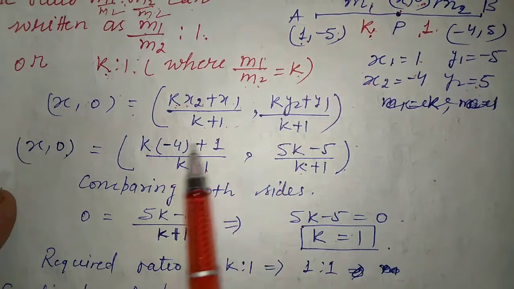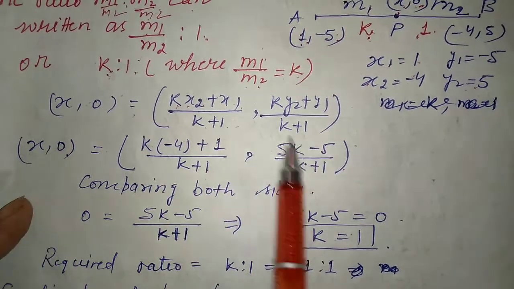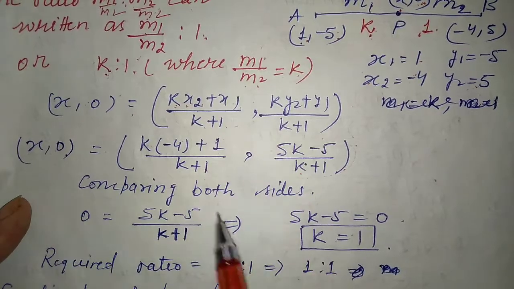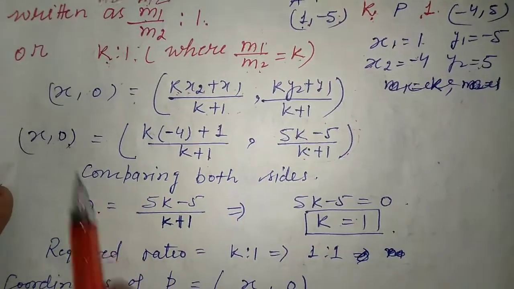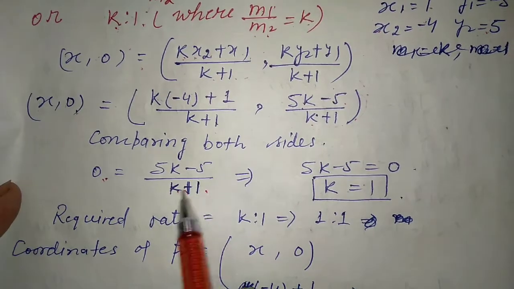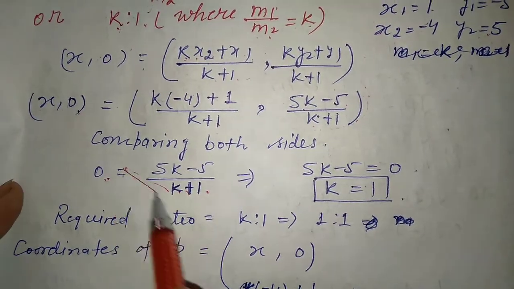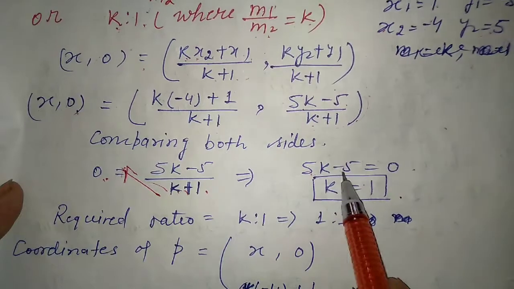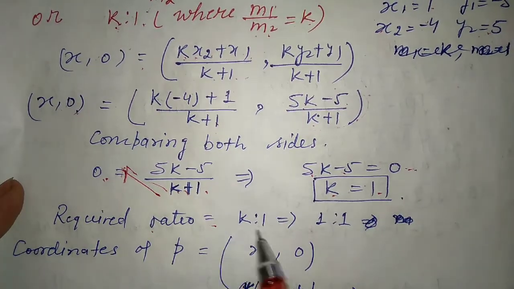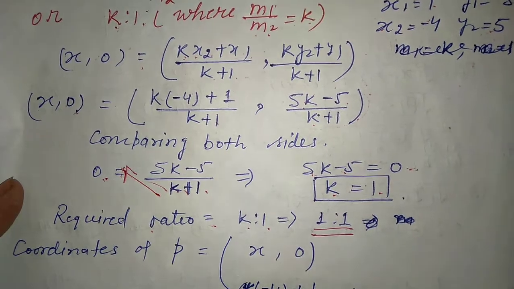Comparing both sides, first coordinate to first, second coordinate to second. If we compare the second coordinate, the right side is 0. So 0 is equal to 5k minus 5 upon k plus 1. On cross multiplication, k plus 1 goes to the other side, so 5k minus 5 is equal to 0 and k is equal to 1. So the required ratio is k ratio 1, that is 1 ratio 1.